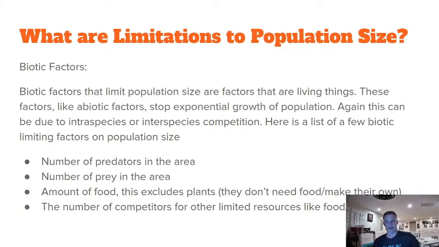Amount of food, this excludes plants. They don't need to go find or search for food because they make their own. So it would become more of an abiotic factor, the amount of sunlight, how much photosynthesis they can do. The number of competitors for limited resources, and this could be, again, interspecies or intraspecies competition. How many organisms are looking for that particular food source, or how many organisms are visiting that common watering hole to get water. So those are other things that are biotic, right?